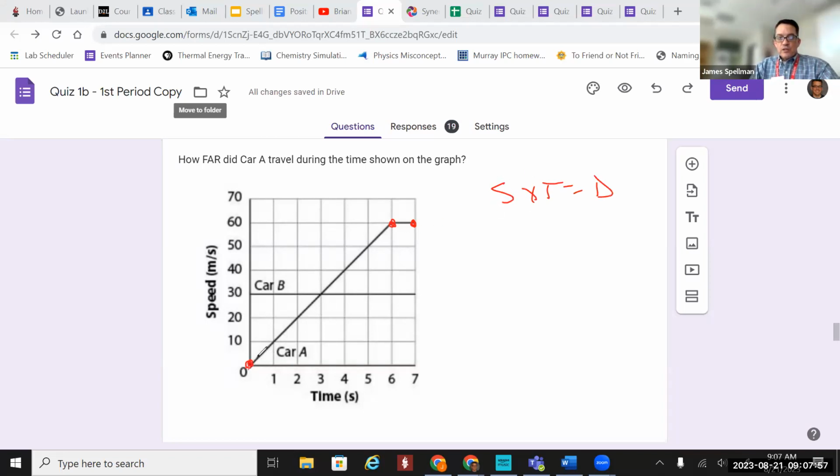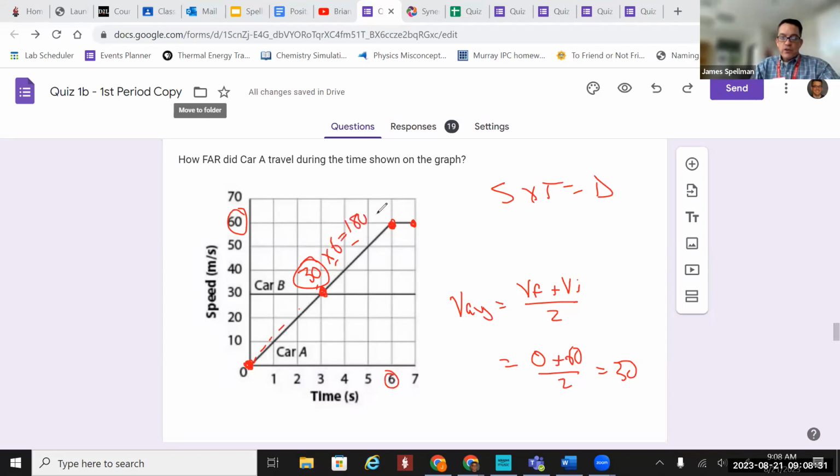So between 0 and 6 seconds, the car goes from 0 to 60. So the average velocity is the final velocity and the initial velocity added together divided by 2. So in this case, it's 0 plus 60 divided by 2. So the average speed during this line segment is 30. So during this segment, it was averaging 30 meters per second, and it took 6 seconds. So 30 times 6, it would have covered 180 meters during this part.